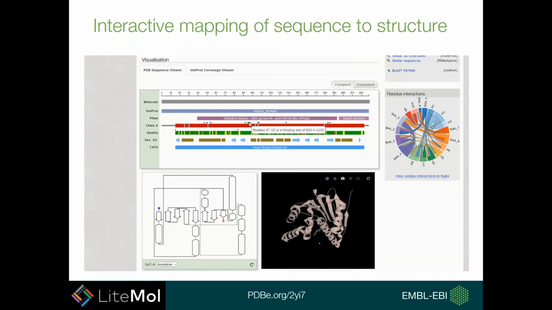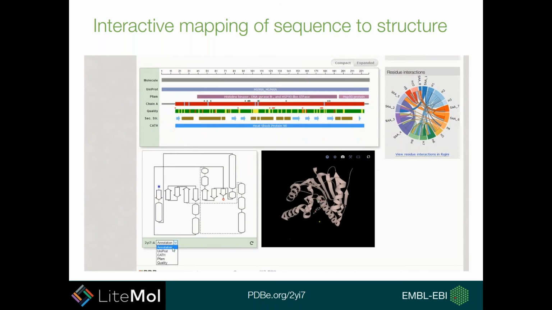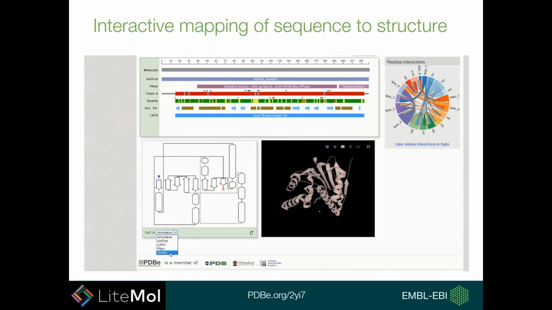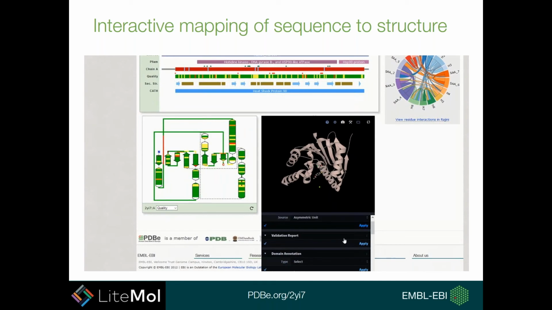Again, below this bar, you have a quality bar, and this is linked to our validation reports, with red showing particularly a large number of outliers. And again, this is all interactively linked. And you can also show this in the 2D topology diagram by navigating here to quality, and this will show it on this picture here. And this can also be set in Lite Mol if you open the tools and click on apply for validation report.